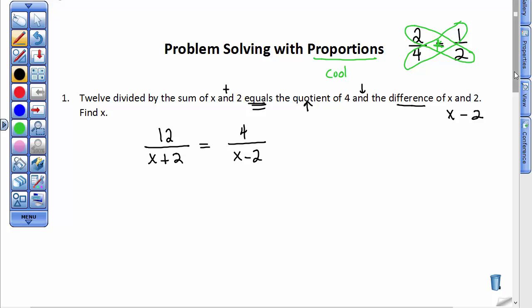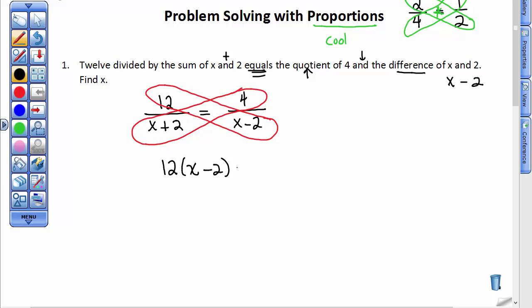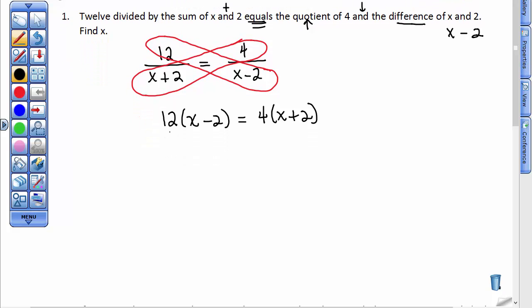So we've got our problem set up, and we're ready now to set the cross products. 12 times x minus 2 equal to 4 times x plus 2. So again, 12 times x minus 2 equals 4 times x plus 2. And now we go about our business of solving this equation. It's really quite simple. So we distribute. We get a 12x minus 24. Then a 4x, and 4 times 2 is 8.